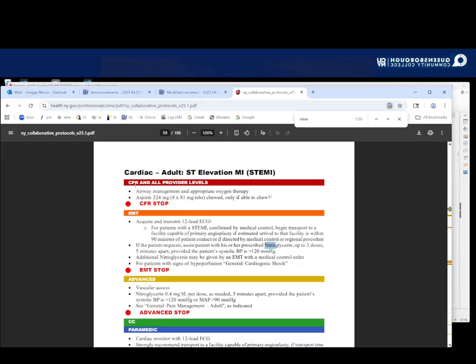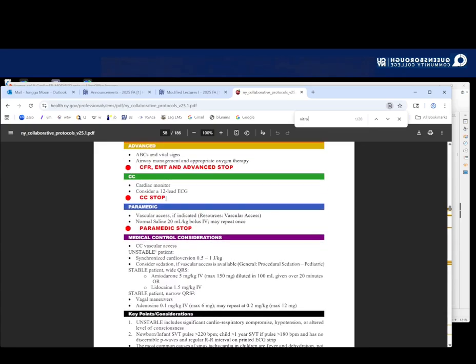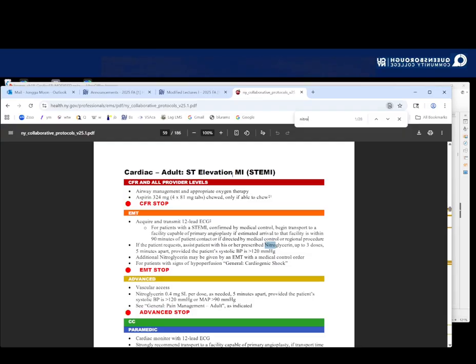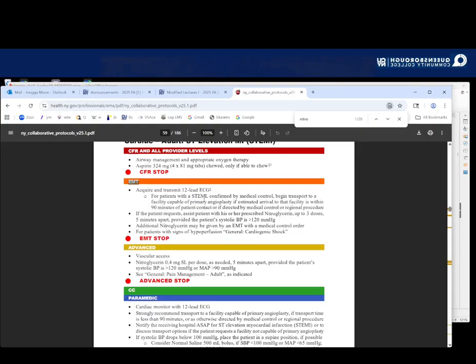So to read a collaborative protocol: adult, cardiac condition, don't worry about this word. You don't need to know it. Cardiac adult. So we have CFR, which is certified first responder, police officers and firefighters. So they can do this. Sometimes firefighters carry oxygen, sometimes firefighters carry aspirin, but that's all they carry for a heart condition. And then at the EMT level, you can do all of the above plus this.